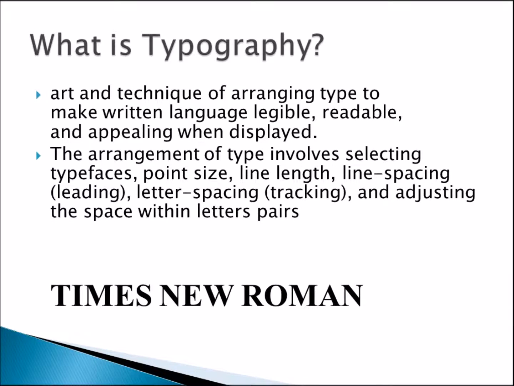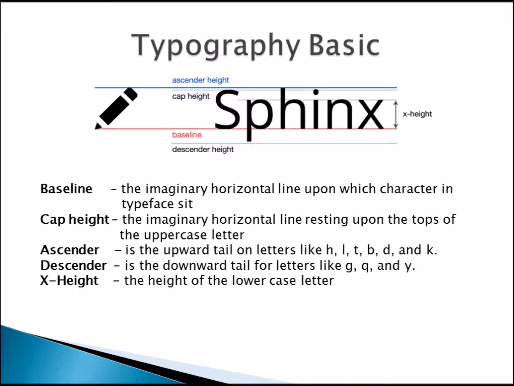What is typography? Typography is an art and technique of arranging type to make written language legible, readable, and appealing when displayed. The arrangement of type involves selecting typefaces, point size, line length, line spacing (leading), letter spacing (tracking), and adjusting the space within letter pairs (kerning). An example of that is Times New Roman.